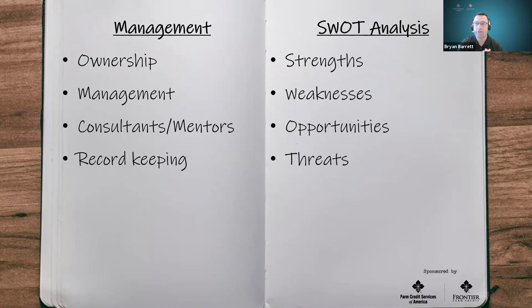But another thing to define is who your mentors are. Who do you look for to help guide you and help position you to be successful? Record keeping is another part of this. Define how you intend to keep your records so that you can understand your financial position within your operation.